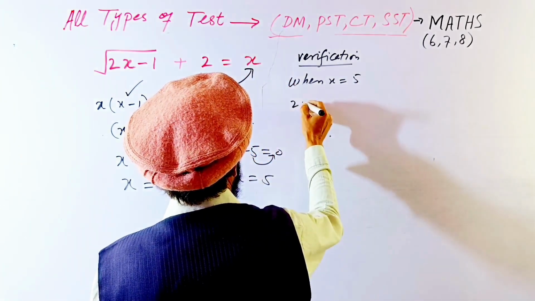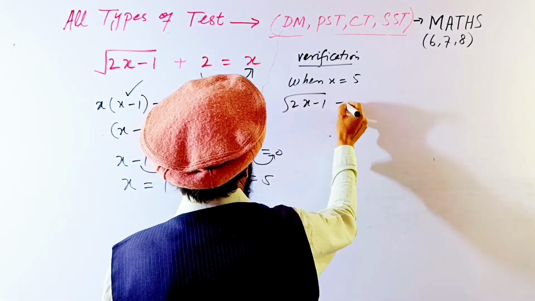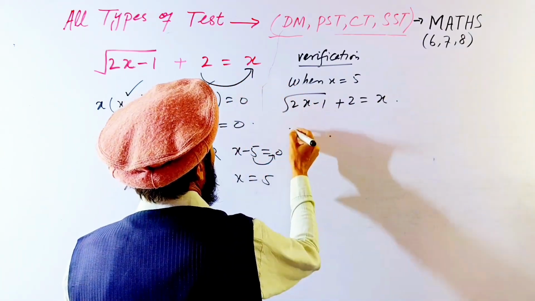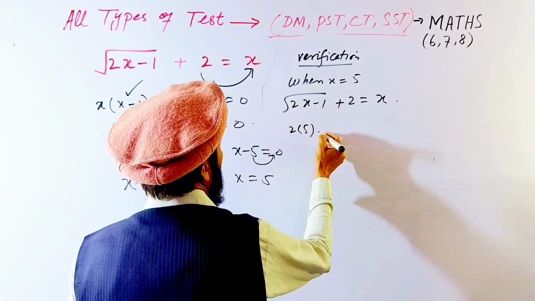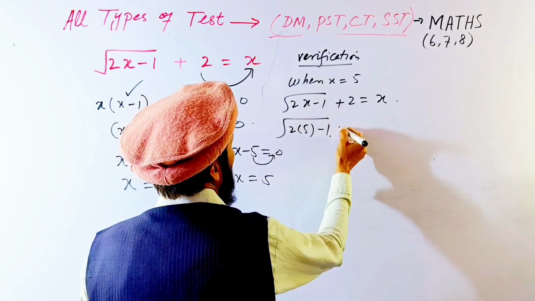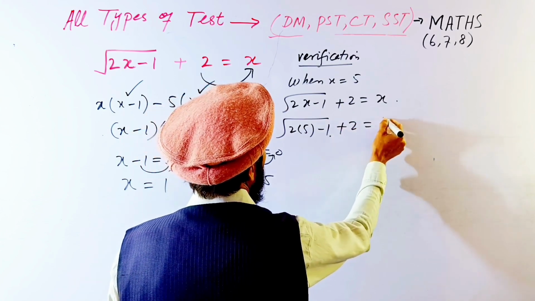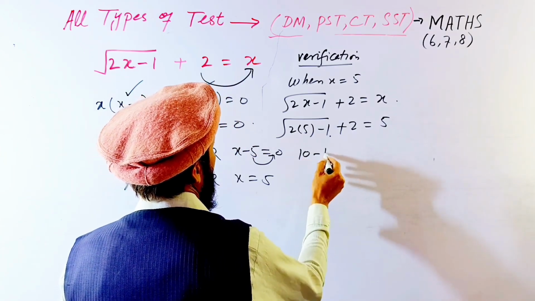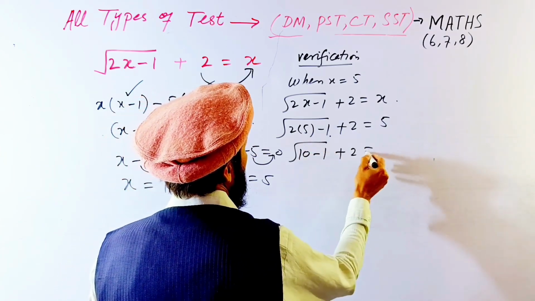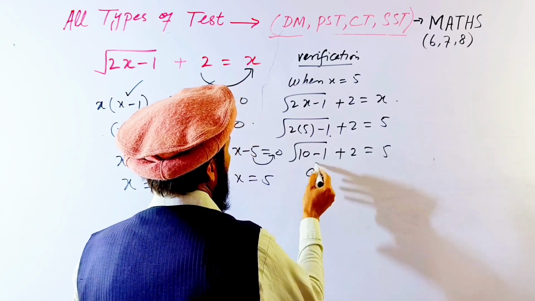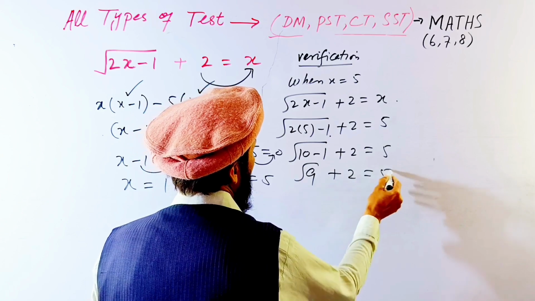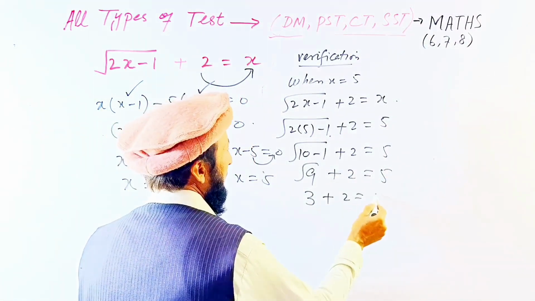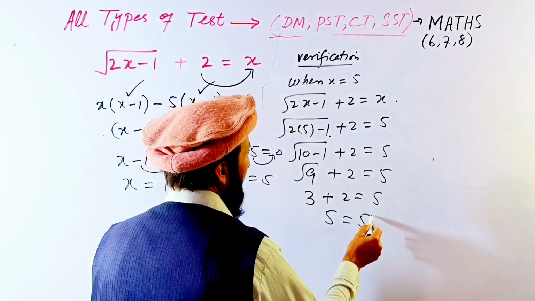So square root of 2x minus 1, plus 2 is equal to x. Now we replace x with 5. We check this result: 10 minus 1, under the root, plus 2 is equal to 5, and here is the square root of 9 plus 2 is equal to 5. The square root of 9 is equal to 3, plus 2 is equal to 5. 5 is equal to 5.